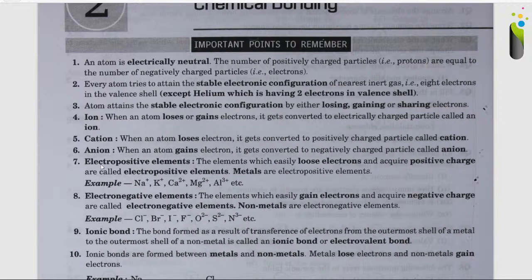Now, what is meant by electropositive elements? The elements which easily lose electrons and acquire a positive charge are called electropositive elements. Metals are electropositive elements. Examples: sodium, that is Na+, potassium, that is K+, calcium, that is Ca2+, magnesium, that is Mg2+, aluminium, that is Al3+, etc.